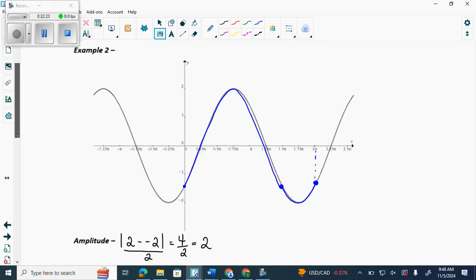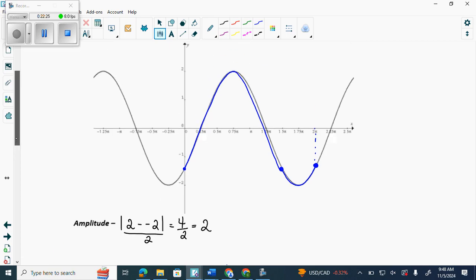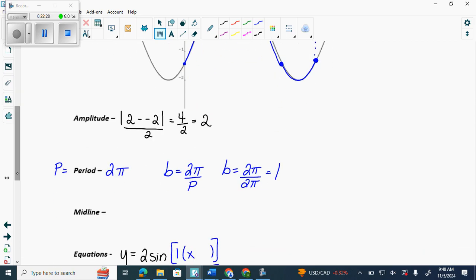What's the midline of this one? We have 2 and negative 2. So it's going to be 2 plus negative 2 divided by 2, which is 0 divided by 2, which is 0. But it's a midline, so we go y equals 0.